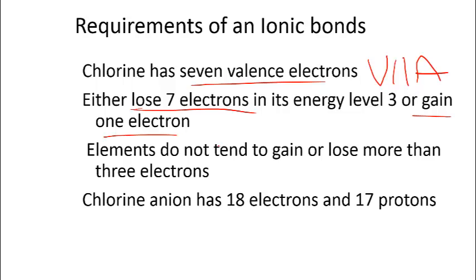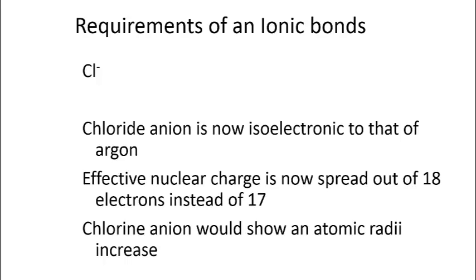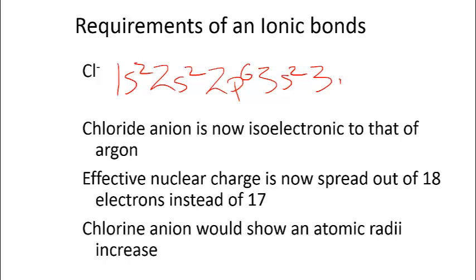Once chlorine has gained 1 valence electron, it now has 18 electrons and 17 protons. So our chlorine ion is negatively charged. It has a charge of -1. The electron configuration for chlorine's anion is 1s2, 2s2, 2p6, 3s2, 3p6. So its outer p subshell is now completely filled.